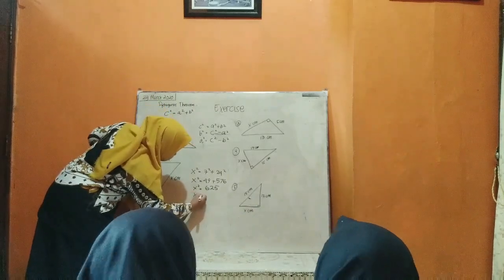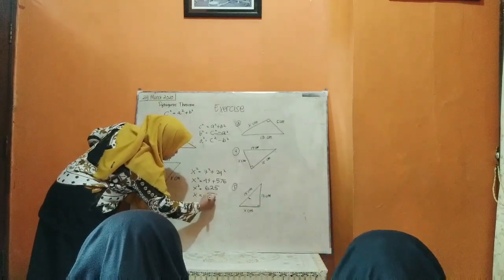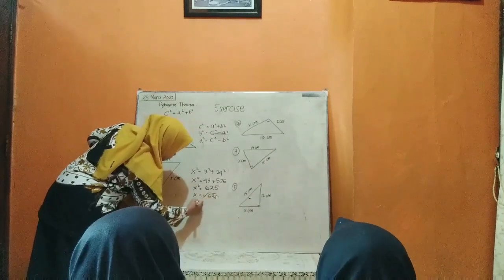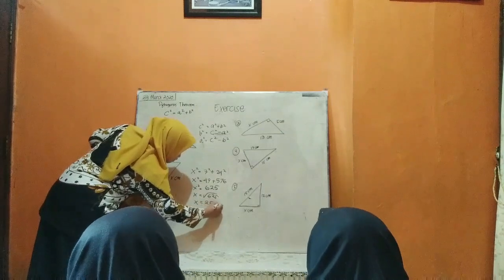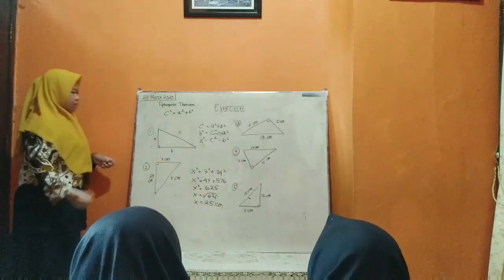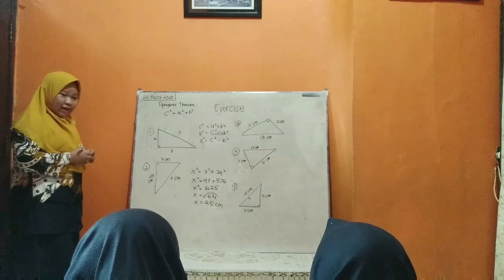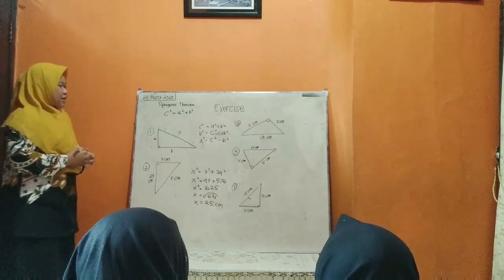So x is equal to the square root of this, and x is equal to 25 centimeters. Do you understand? Yes. Okay, good.